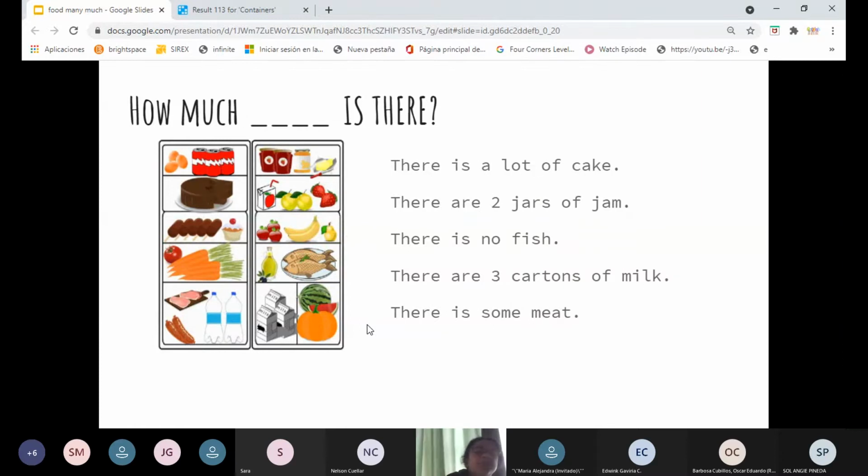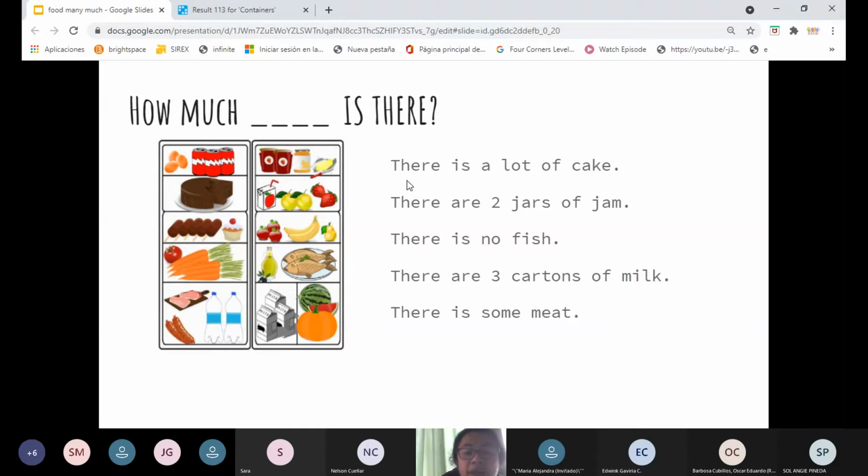Now, guys, here we have the question. Remember the pronunciation: how much, no how much. How much, blah, blah, blah, is there. Okay? How much, blah, blah, blah, is there. Entonces, ¿qué vamos a poner aquí? Eso que vamos a preguntar.